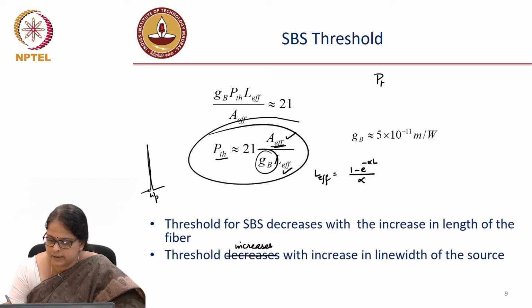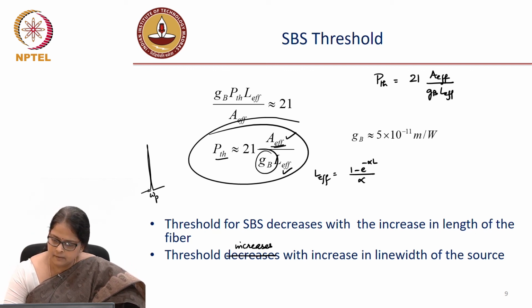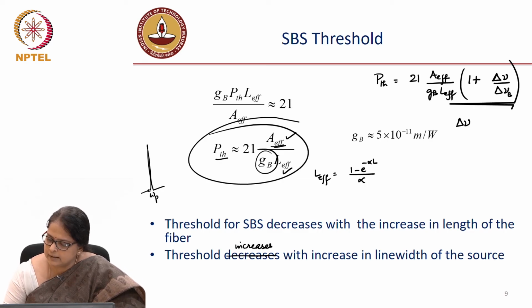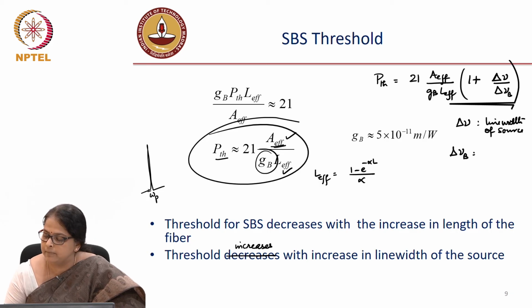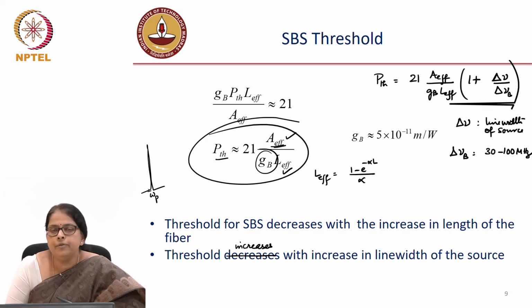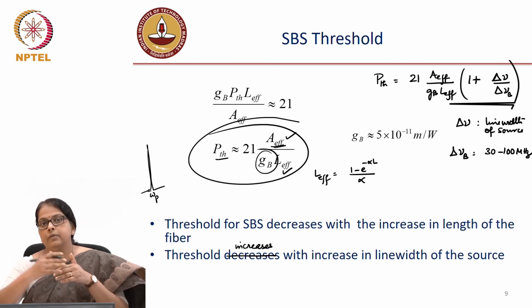So the threshold is actually 21 A effective divided by gB L effective times (1 plus delta nu divided by delta nu B), where delta nu is the line width of the source and delta nu B is the width of the Brillouin gain spectrum, which is 30 to 100 megahertz. So if you have a source of larger line width, it means that the Brillouin threshold will start increasing.